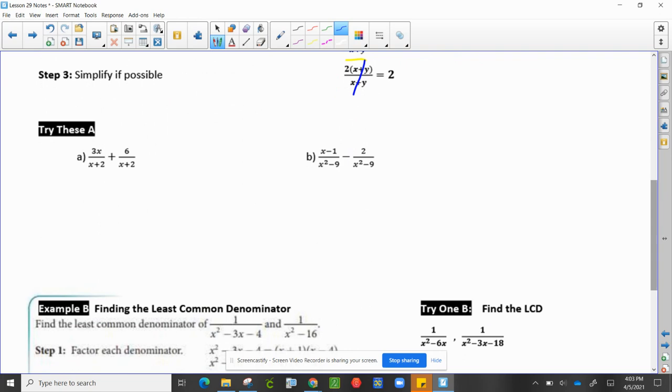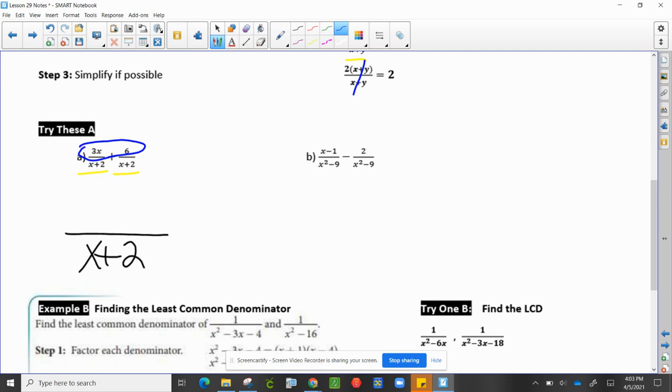So let's look at example A here. In example A, I have 3x over x plus 2, and we're going to add that to 6 over x plus 2. Again, if we look at this problem, our denominators are already the same, so I don't have to worry about doing anything with the denominator. I'm just going to rewrite it down here as x plus 2. Then all I have to do is worry about adding. This is an addition problem, so I'm adding my numerators across.